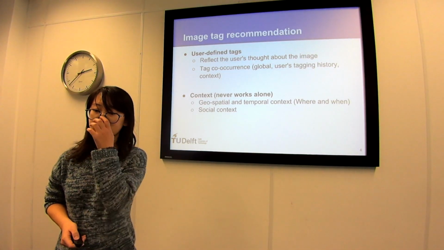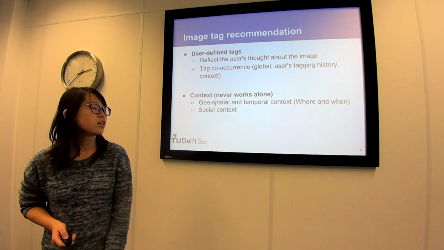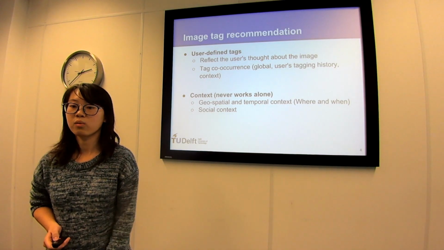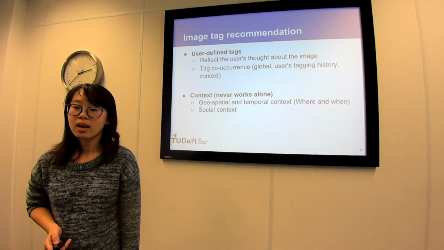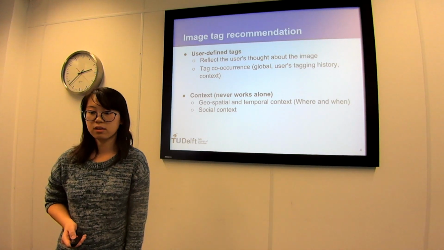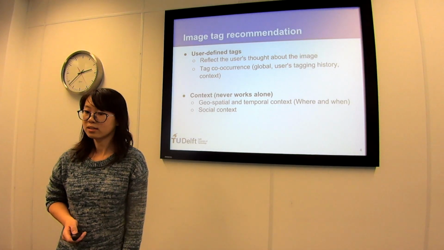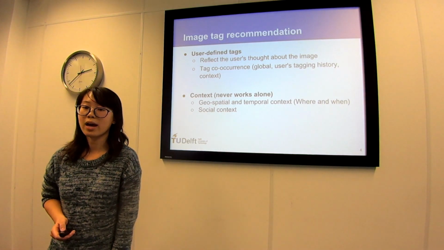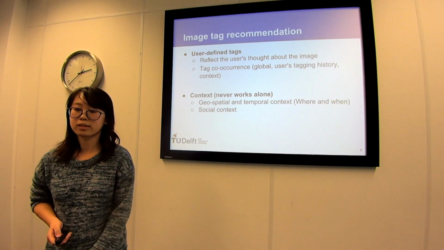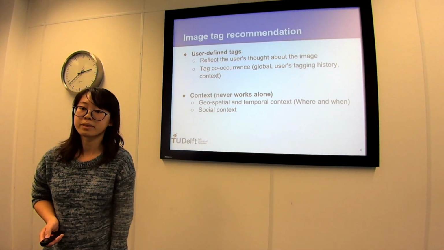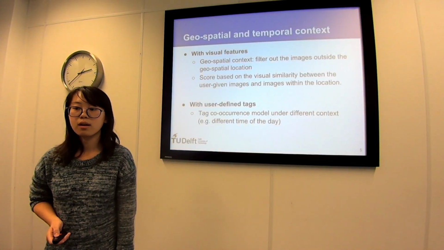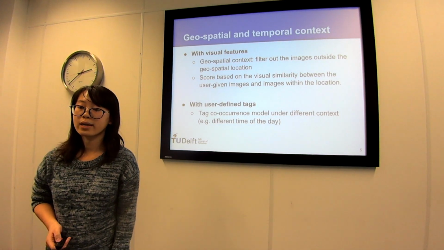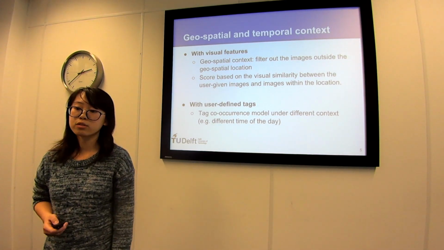The context consists of the geospatial and temporal context, to indicate where and when the images are taken, and also some social context of the users. One important thing is that the context never works alone. It is always combined with other sources to work together to provide the final tag recommendation. For the geospatial and temporal context, one way is to combine it with the visual features.